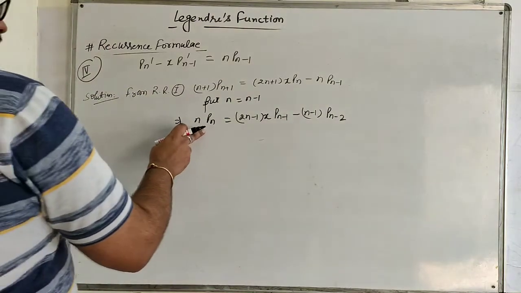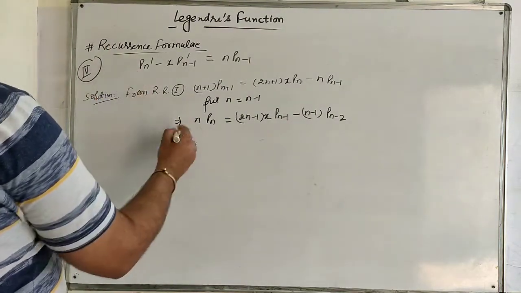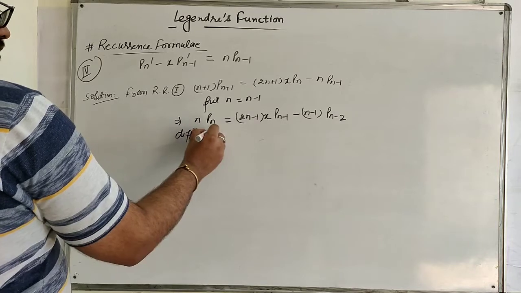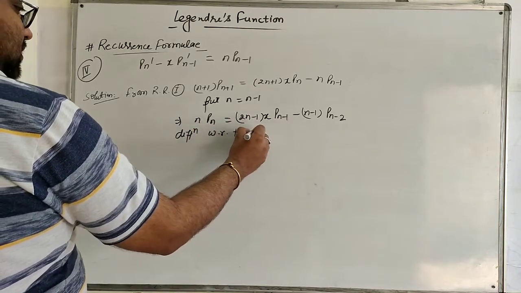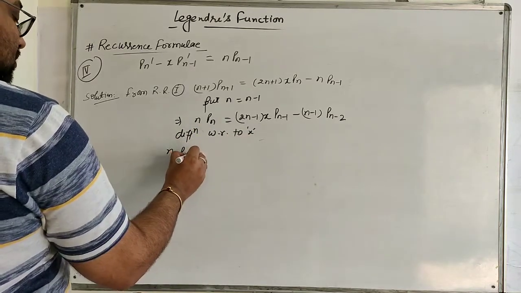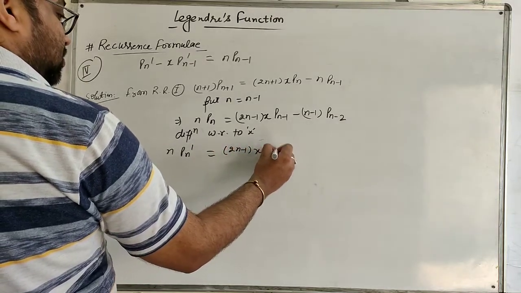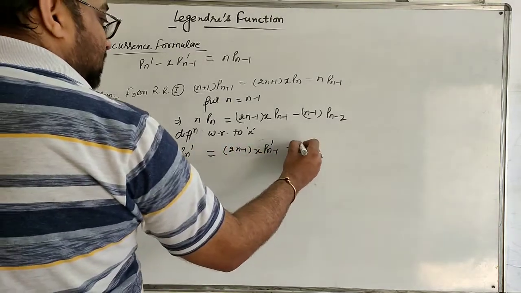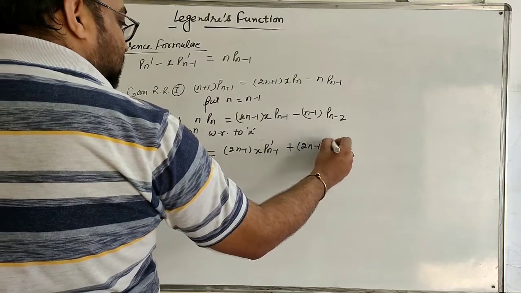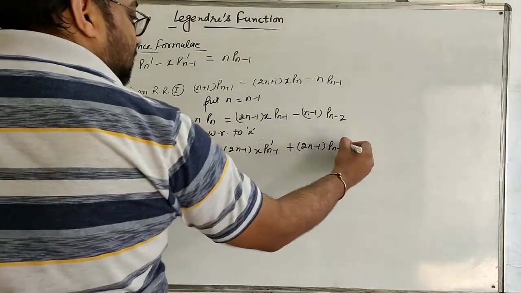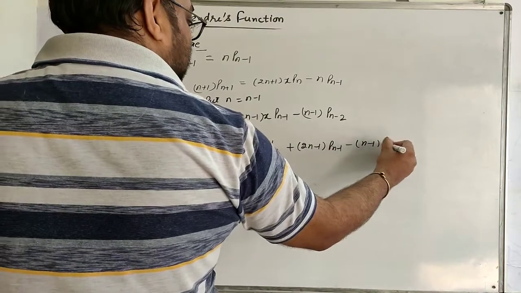Now we have to find the value of Pn'. So differentiating with respect to x, n Pn' = (2n-1) [x Pn-1' + Pn-1], as it is the differentiation of x is 1, - (n-1) Pn-2'.